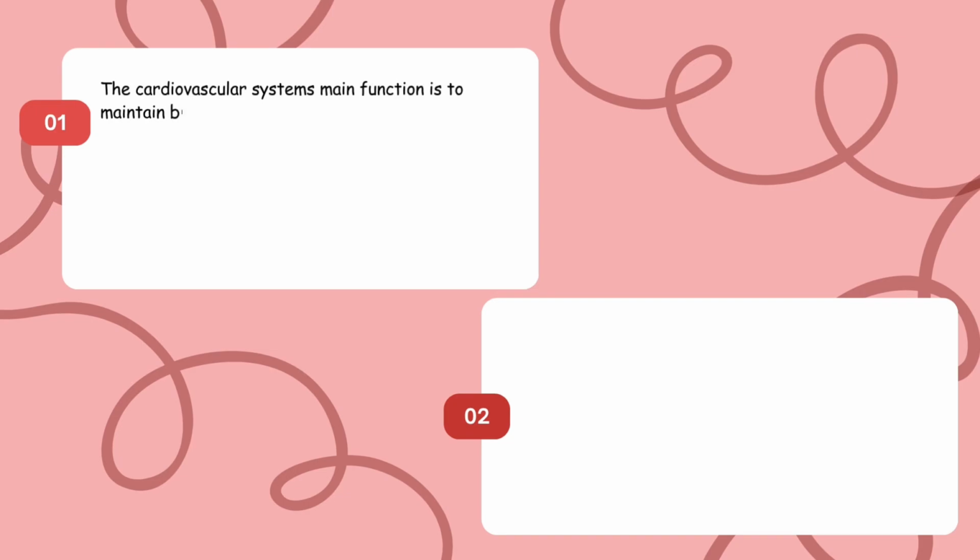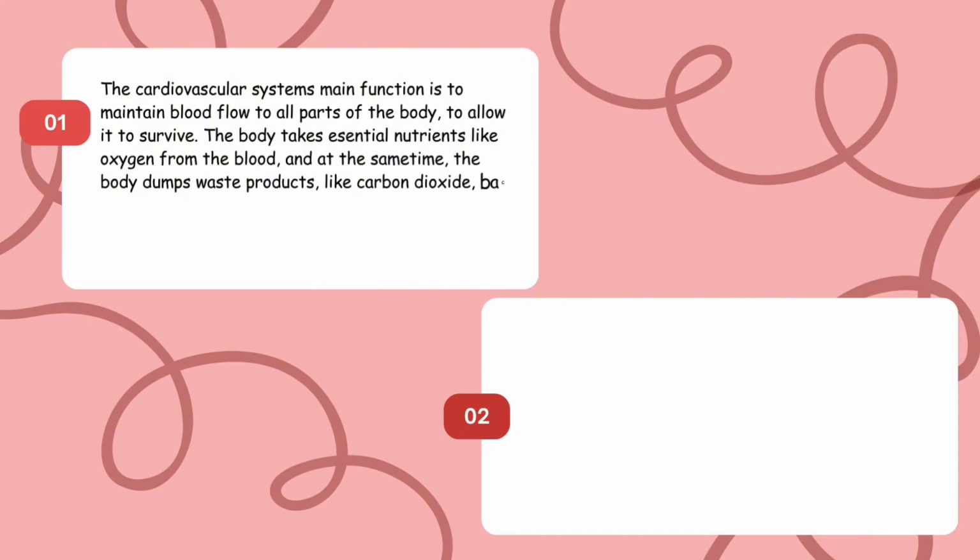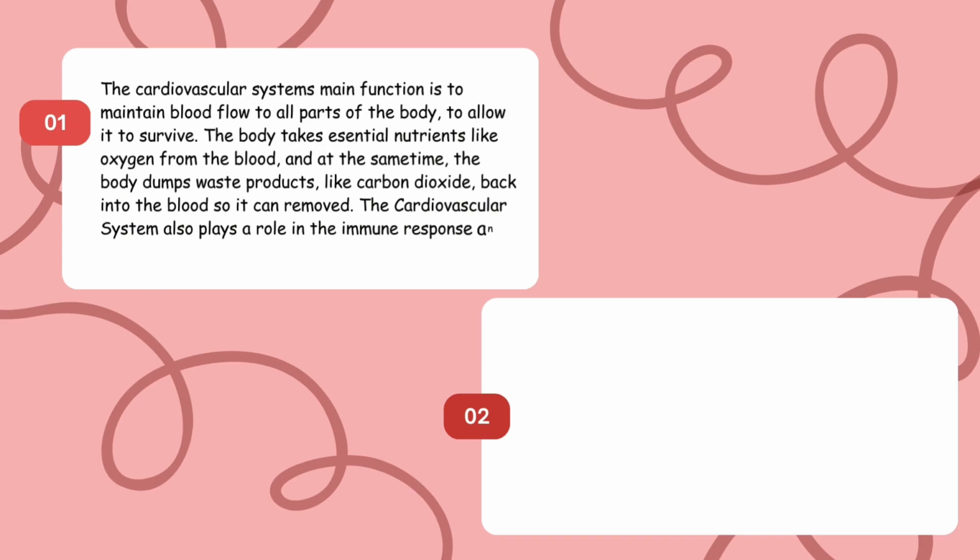The cardiovascular system's main function is to maintain blood flow to all parts of the body to allow it to survive. The body takes essential nutrients like oxygen from the blood, and at the same time, the body dumps waste products like carbon dioxide back into the blood so it can be removed. The cardiovascular system also plays a role in the immune response and the regulation of body temperature.